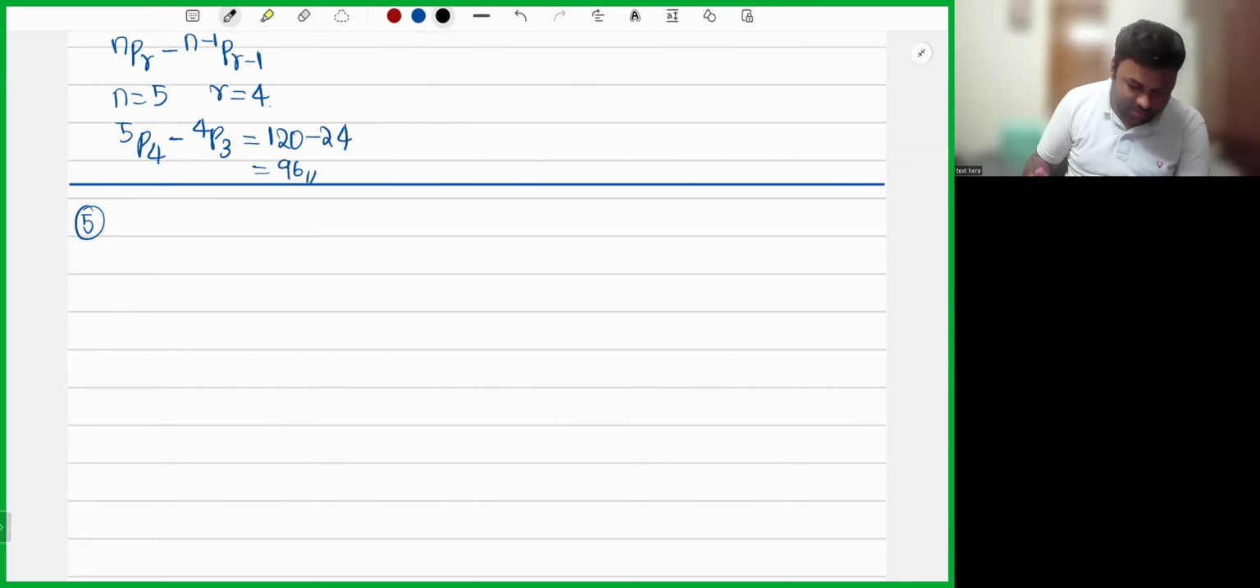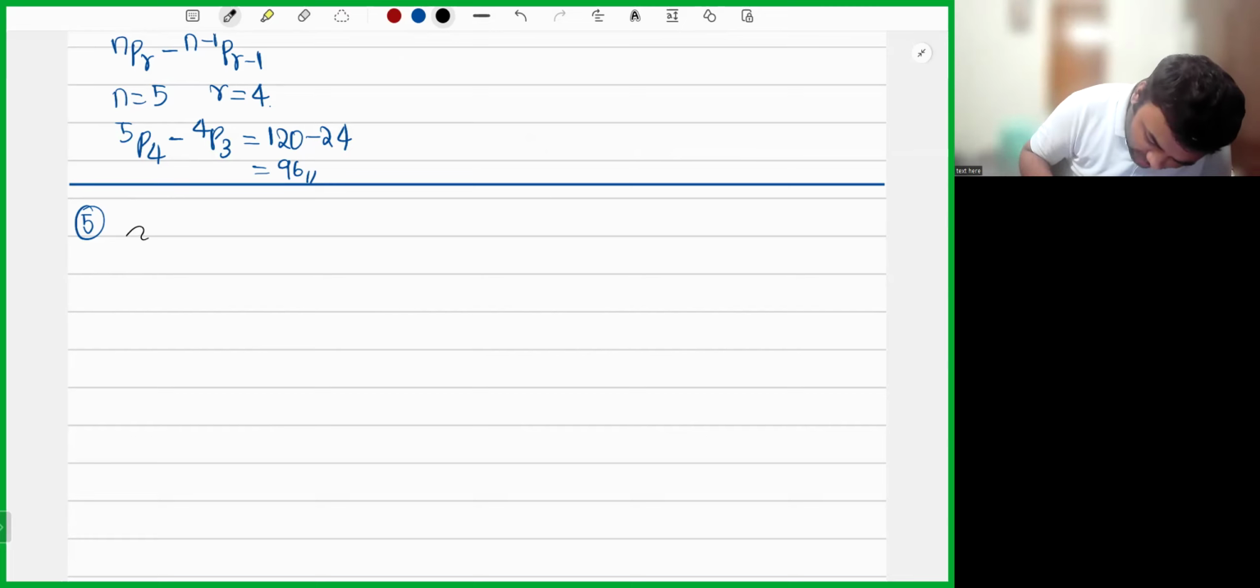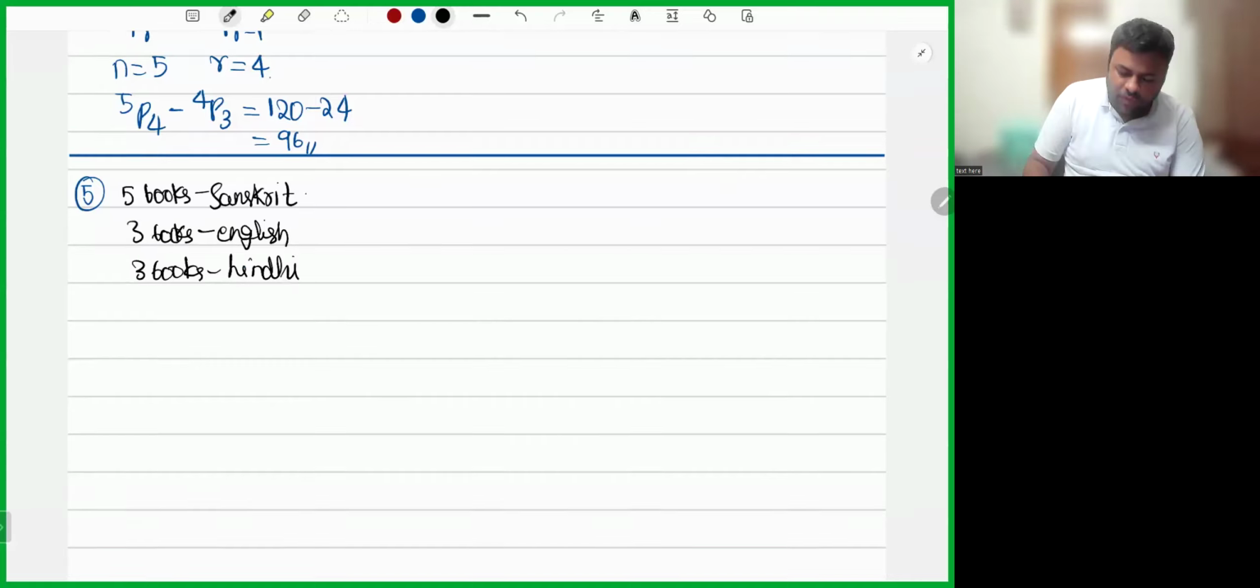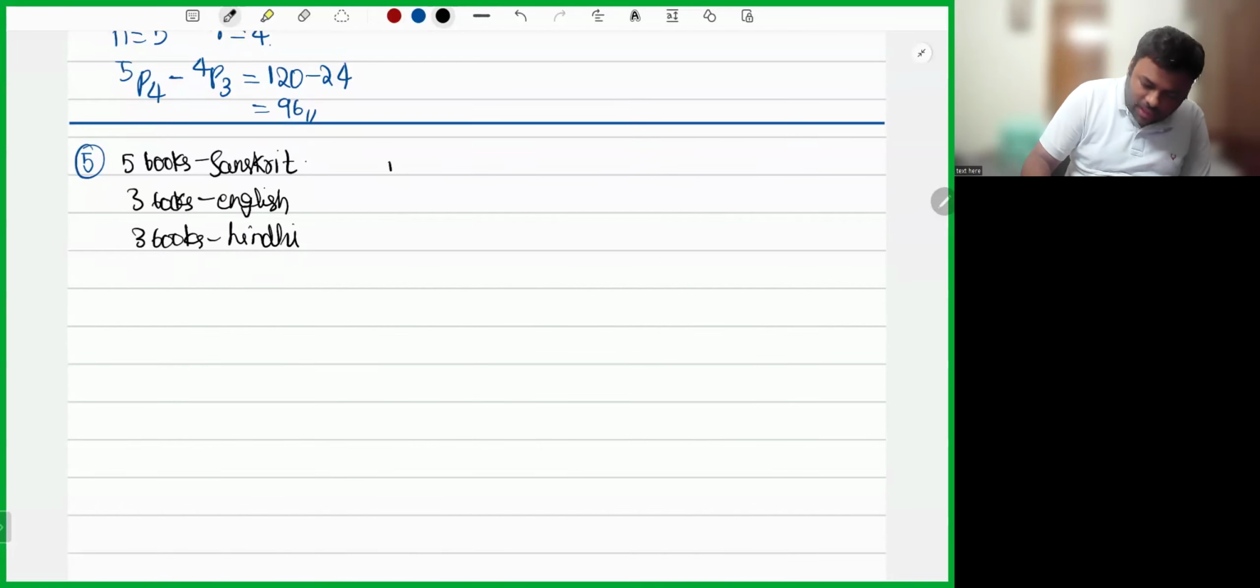Now see here, example number 5. I'm having 5 books on Sanskrit, next, 3 books on English, 3 books on Hindi. Now, first case. I'm telling all subjects' books are together.